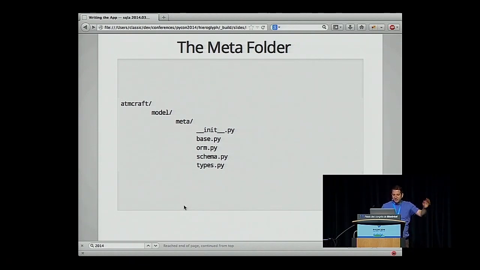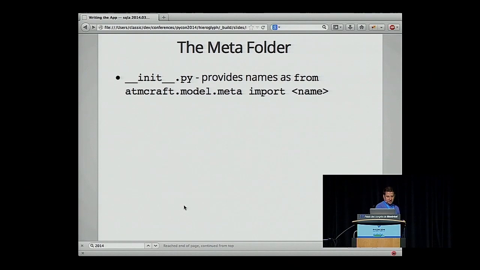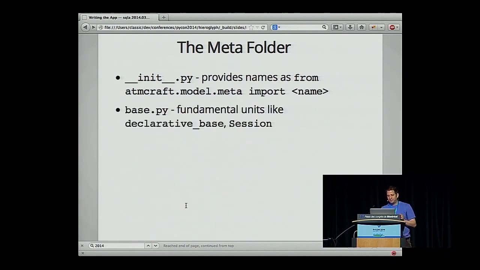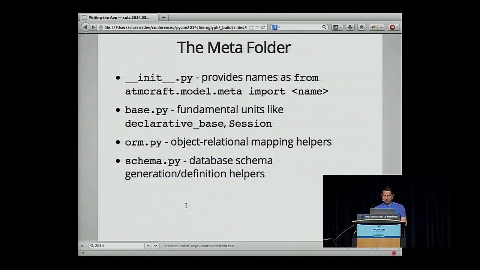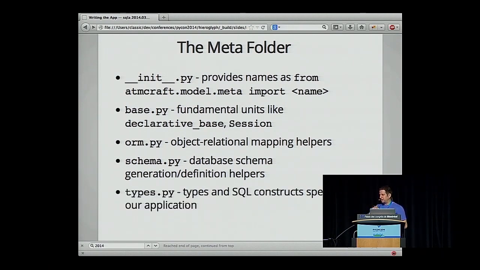And then inside of model, the first thing I put there is meta, which is where we're going to deal with database stuff in the abstract. In there, we have init.py, which provides names to import from the outside. Base.py is fundamental units like your session, your declarative base, object relational mapping helpers, schema generation and definition helpers, and then things to do with special data types.